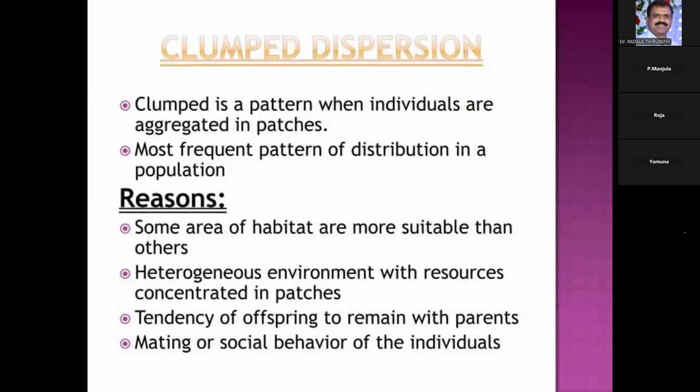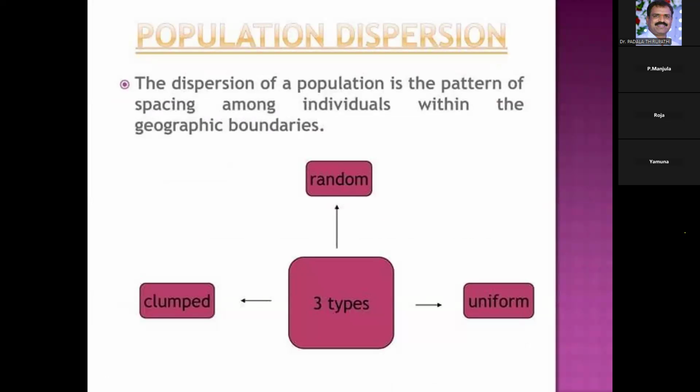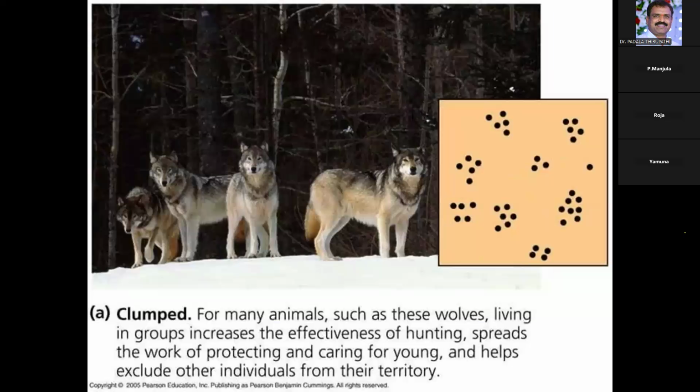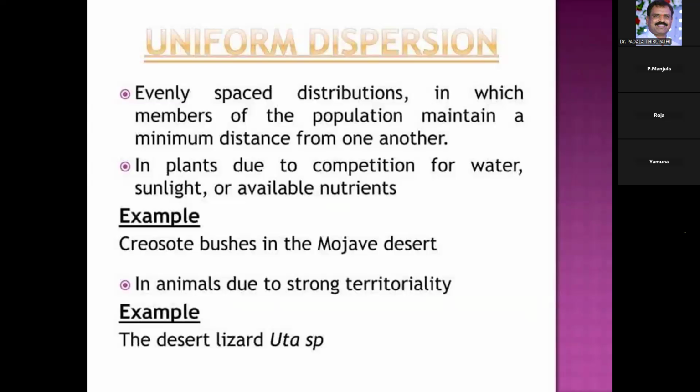Based on the spacing of these organisms, again there are three types. In clumped, the organisms live in groups, whereas in random the spacing arrangement is irregular, whereas in uniform they are placed regularly. So this is about the dispersion.